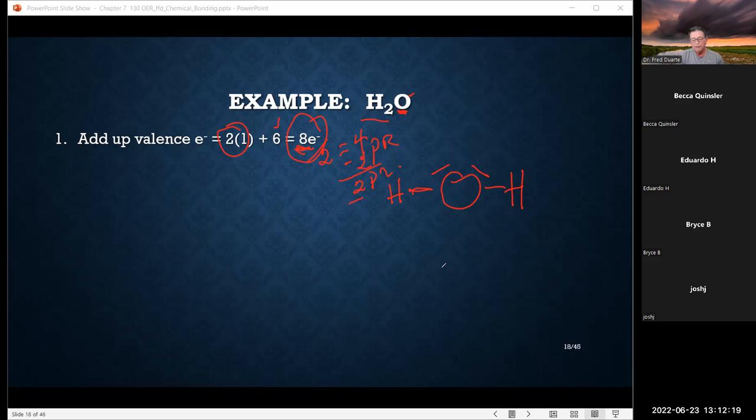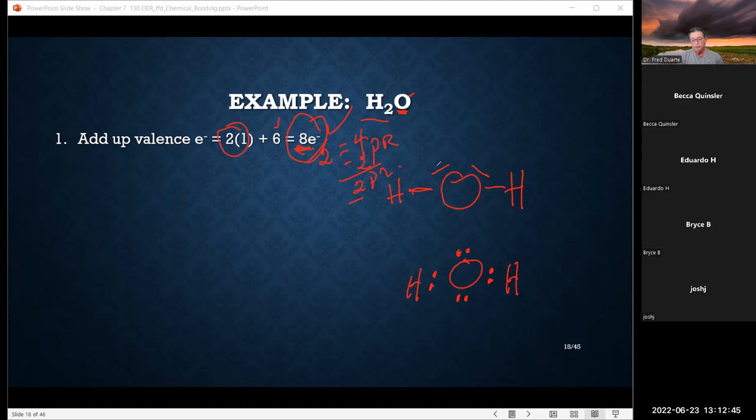Now, I draw the line, but keep in mind, it is not incorrect to use dots. This is the same thing. I can use 2 dots to represent a bond, and then 2 dots here to represent the lone pair. Notice I got a total of 8 dots, which is 8 valence electrons. My inventory checks out. I got 8 electrons total.